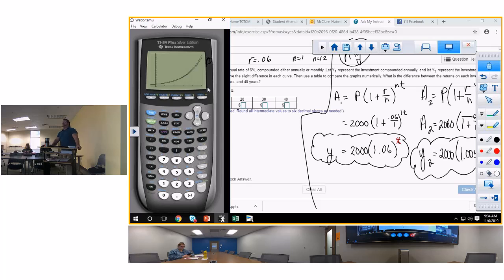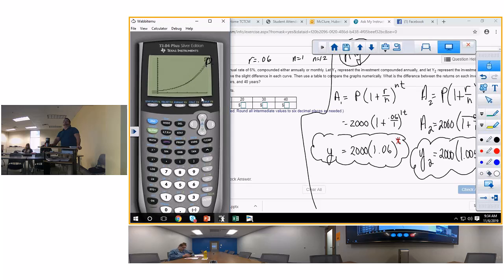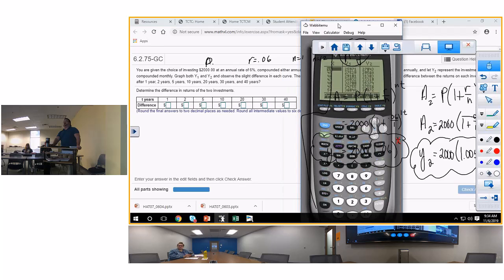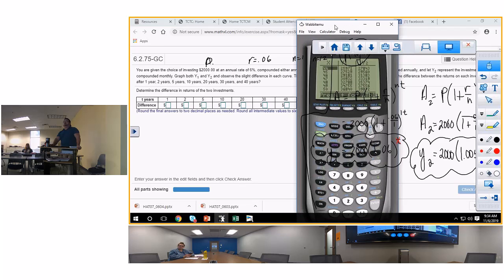Now, how do you find the values that they want? You hit what? Table. And there's the values you need. So, I'm not going to do this part because I think y'all know how to do subtraction. But it says determine the difference. What's the difference mean? You're going to subtract. In the return. So, in year one. So, let's go up to year one.